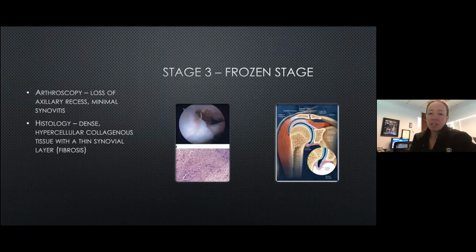Arthroscopically, really difficult to see. Sometimes you put a scope in there, and if you haven't done any kind of manipulation at this point, it's hard to really tell where you are. You just see a lot of white, dense tissue. Histologically, it's very, very dense. It's hypercellular. It looks very, very fibrotic, and the synovium is much thinner. So instead of seeing those inflammatory and vascular areas, you're just seeing sort of a sheet of dense fibrotic cells, which you can see on the bottom of the histologic side. On the right in the cartoon, this is just showing how that axillary pouch sort of disappears and how the capsule tightens up.